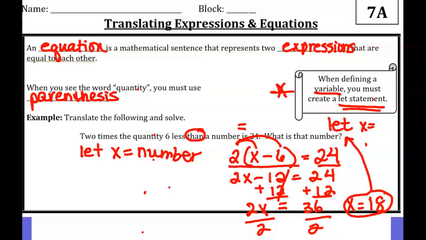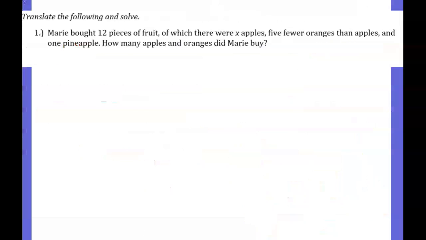So we're just going to go through a series of examples, and hopefully you'll start to see how we pull them apart, and we identify the let statement, and we then get our equation, and then we solve. So Marie bought 12 pieces of fruit, of which there were x apples. Well, there it is already. In this case, they already gave us the let statement. Let x be the apples. Now at this point in algebra, we're only going to have one variable, so keep that in mind when you're coming up with your let statement.